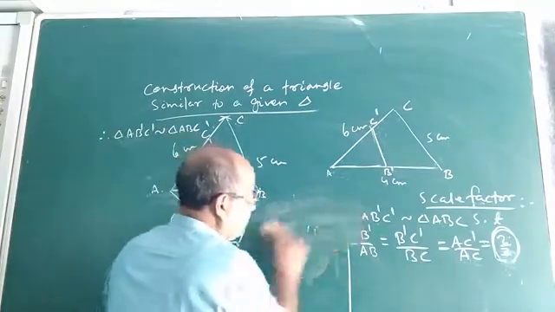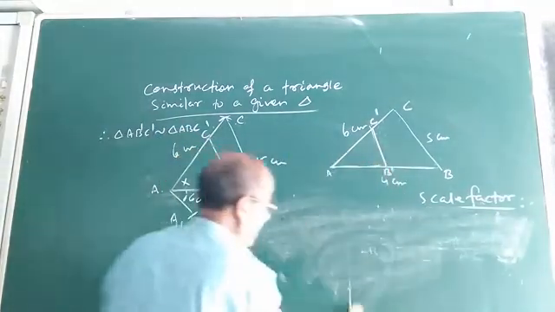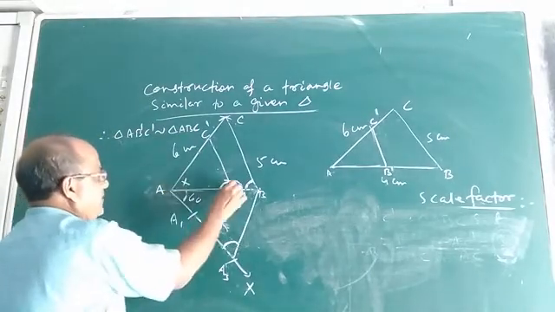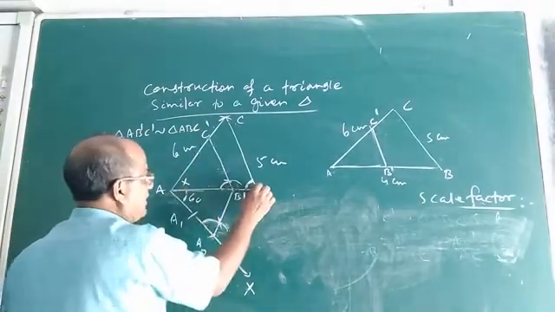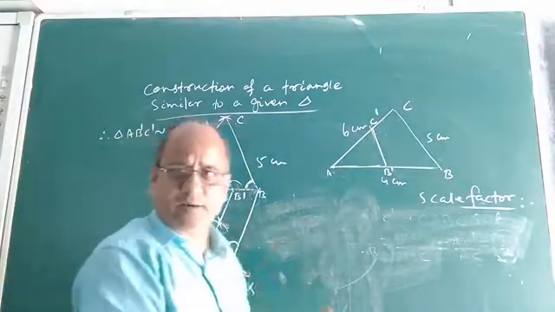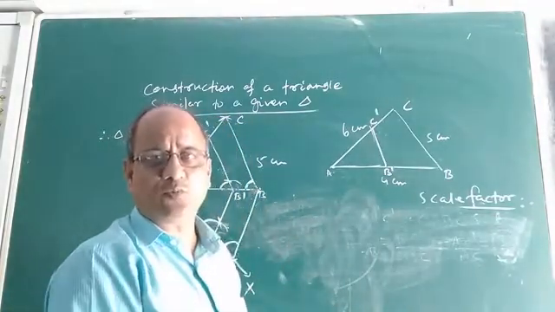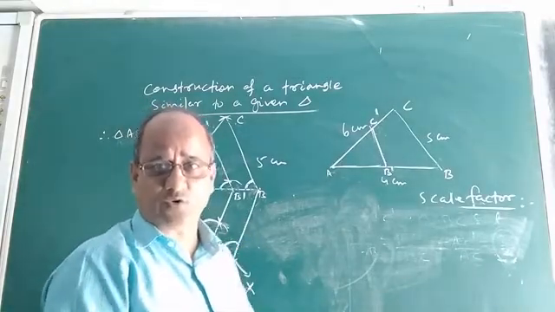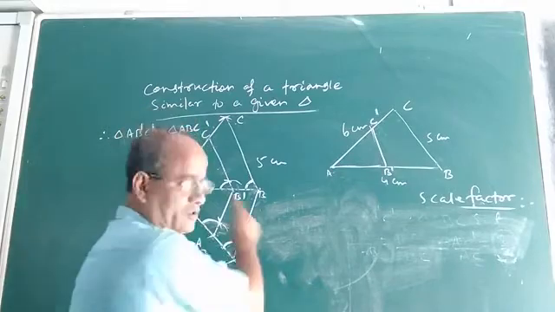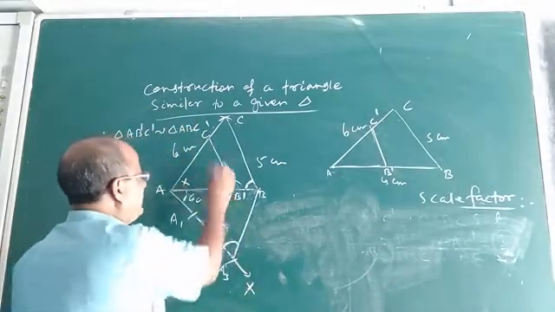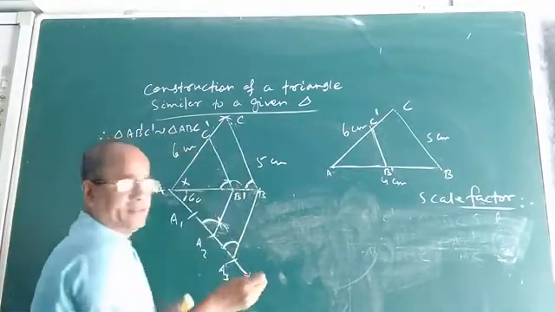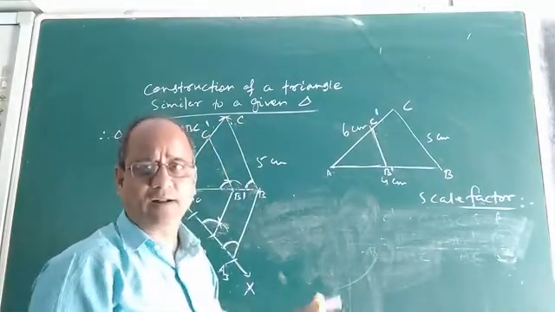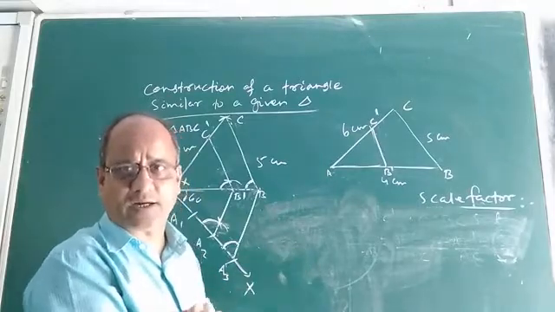Now, if triangle AB dash C dash is similar to triangle ABC, then no doubt their corresponding sides will be proportional. Now, how to prove that each pair of corresponding sides is in the scale factor, that is 2 by 3? That is to be justified also. But how to justify that the ratio of each pair of corresponding sides of the two similar triangles is equal to the scale factor, that is 2 by 3?